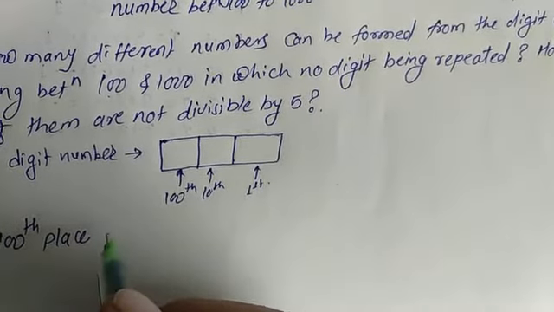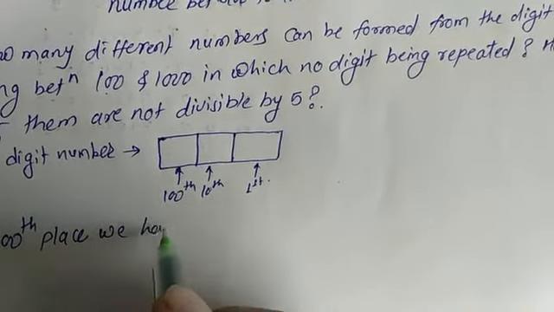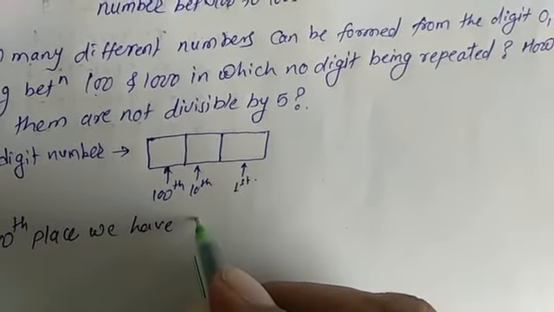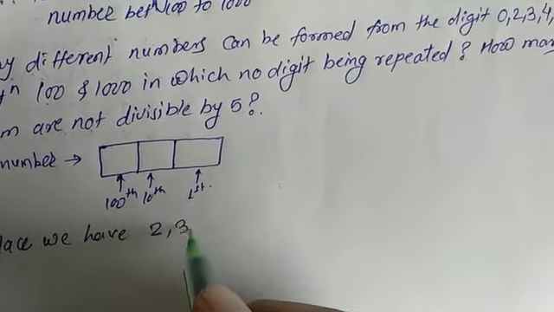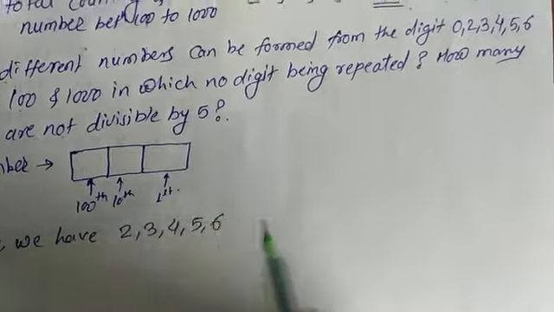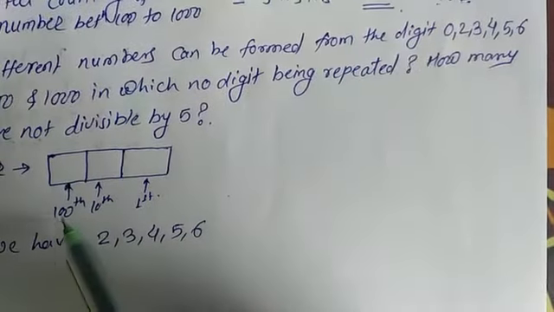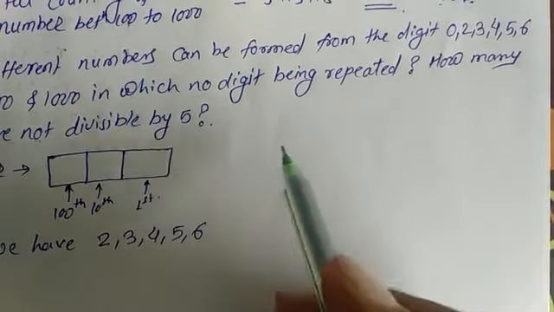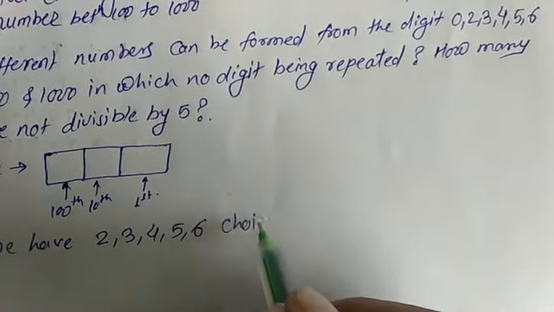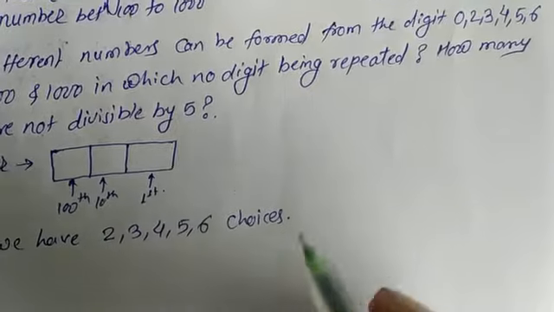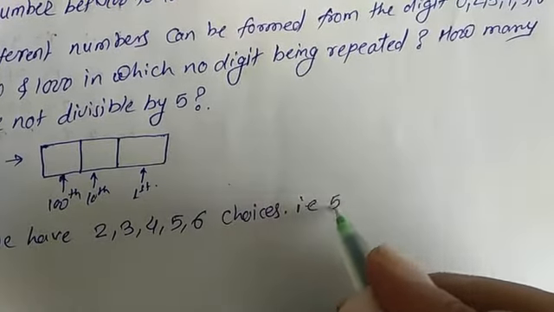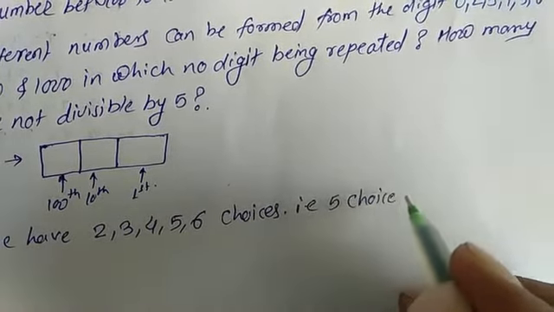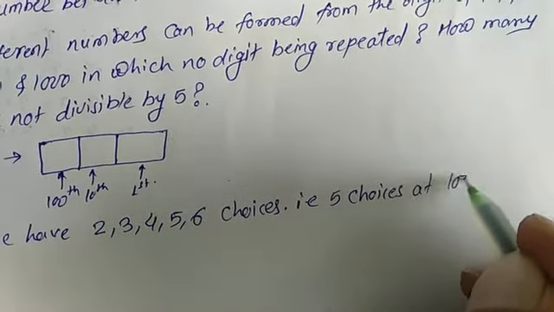we have choices. We have 2, 3, 4, 5 and 6, because 0 can't be taken at the 100 place, so the only possibilities are 2, 3, 4, 5 and 6 choices. Okay, that is 5 choices at the 100 place.